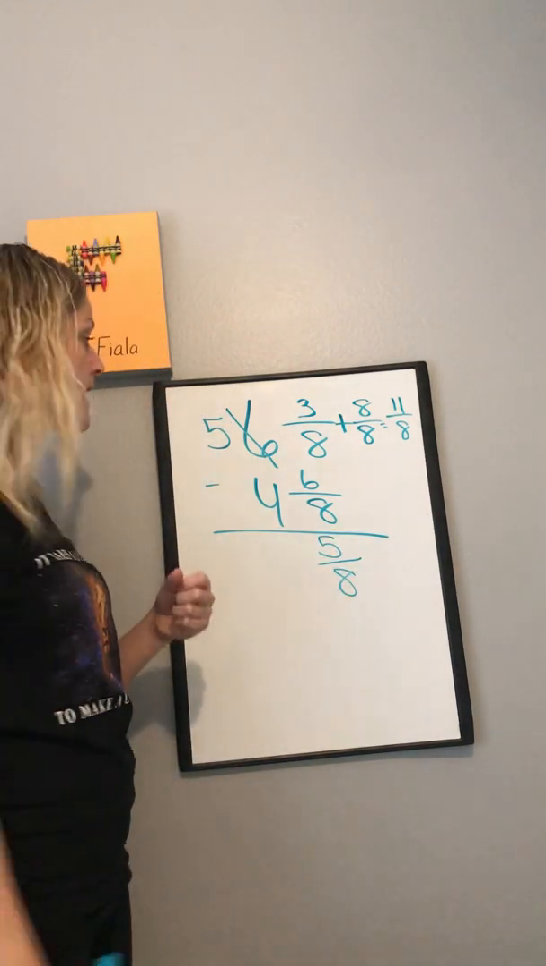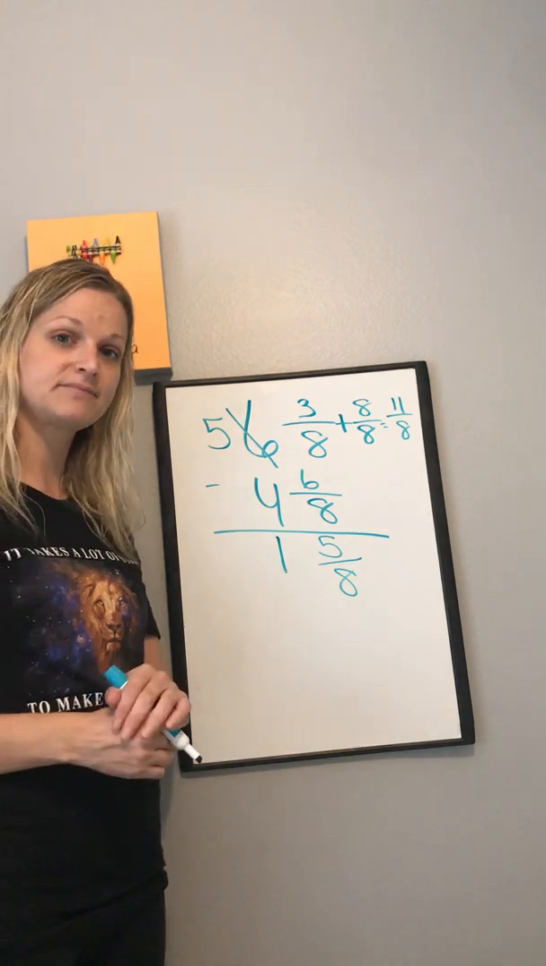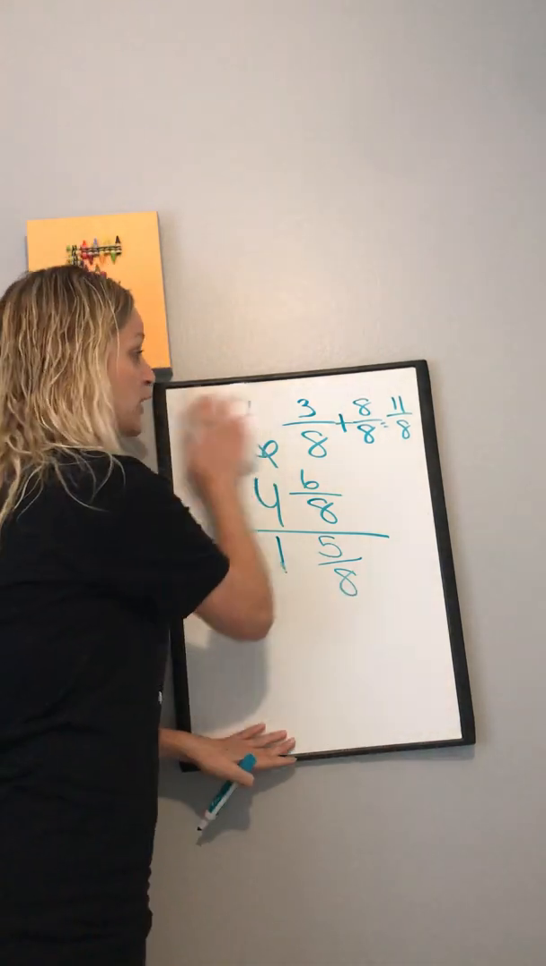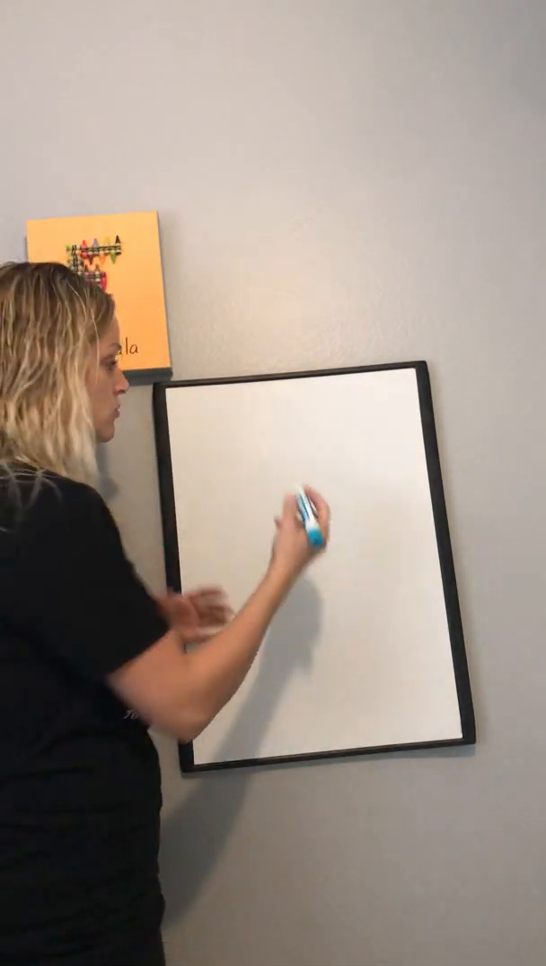Now last step, subtract your whole numbers. 5 minus 4 is 1. Okay? All right, my last one I'm going to do for you. If you have any questions about subtracting mixed numbers, you can message me on Edmodo and we can set up a private Zoom meeting too to go over that.